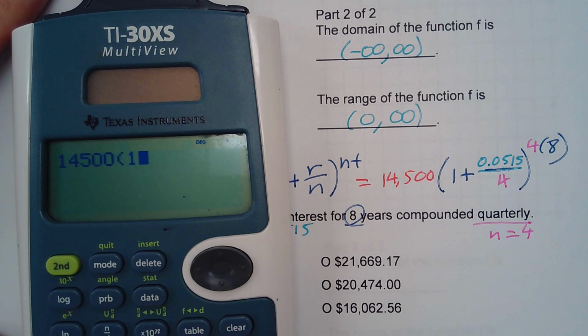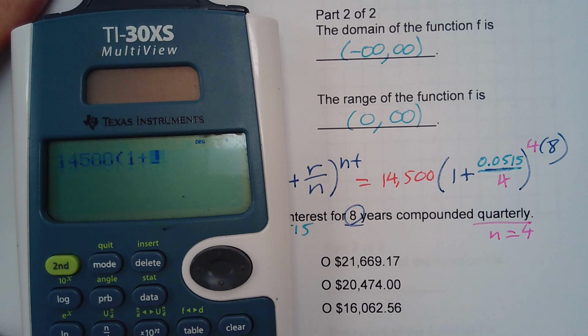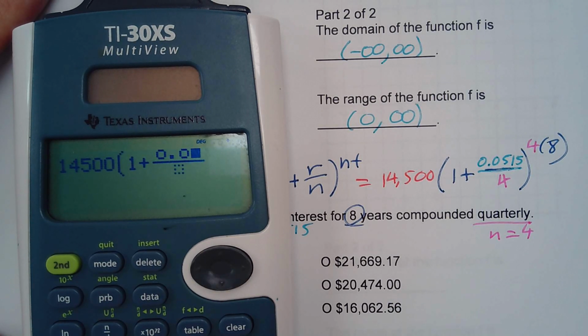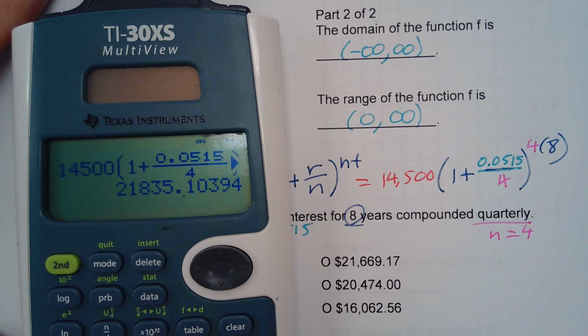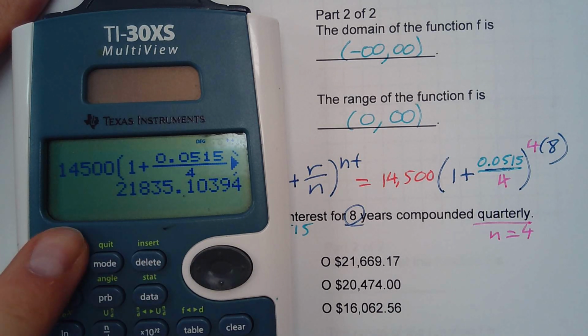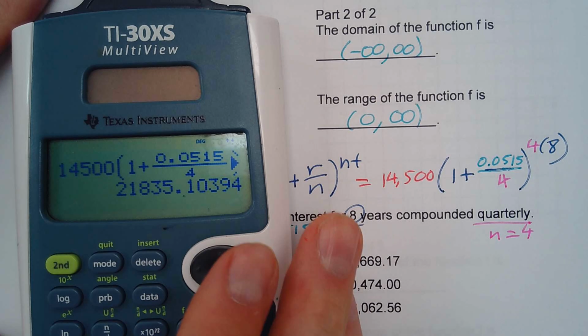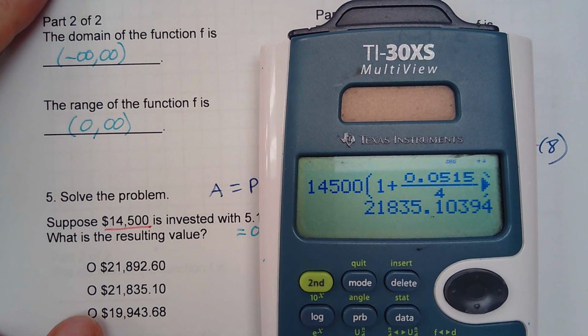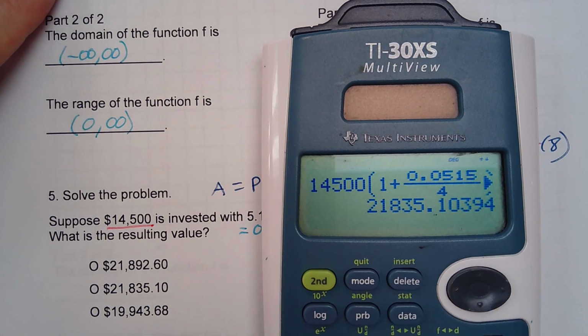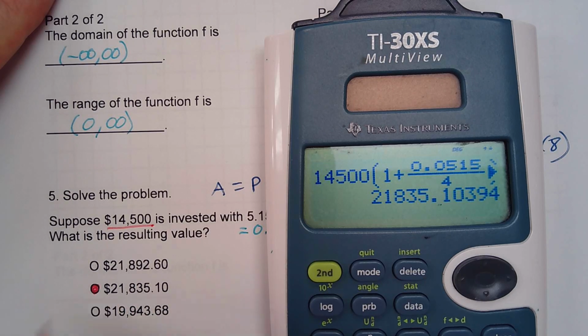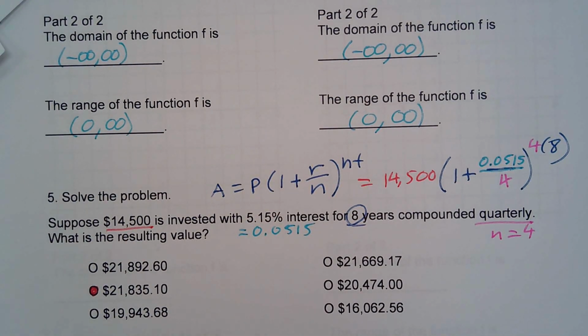14,500, 1 plus, fraction key, 0.0515 over 4, right arrow, close it, caret key 4 parentheses 8. So I'm looking for $21,835.10. That looks like it's answer choice number 2 there in that first column. So I'm going to mark that one.